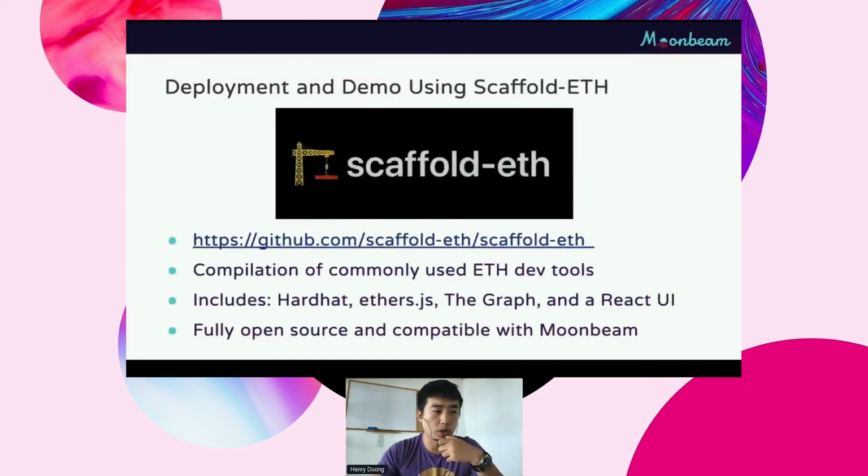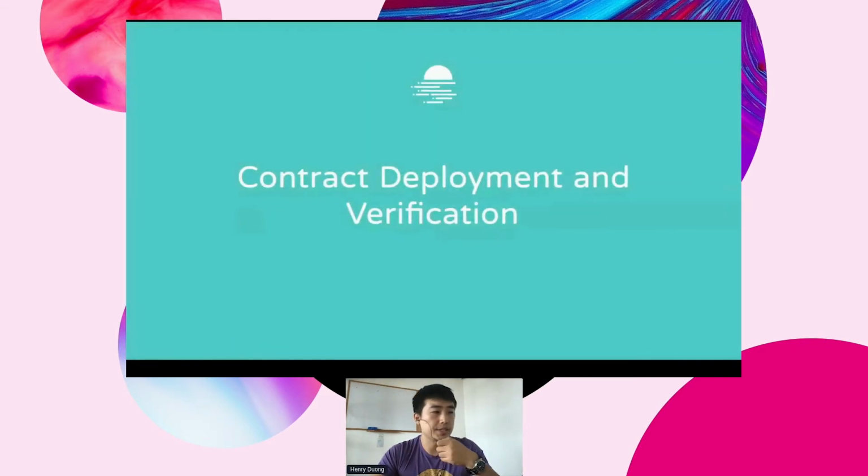For this next part of our workshop, we are going to be using a tool called Scaffold ETH. It is a compilation of commonly used Ethereum dev tools, which includes Hardhat, Ethers.js, The Graph, and a React-based UI. Scaffold ETH is fully open source and is also fully compatible with Moonbeam. So it is a very useful tool for hackathons, demos, or MVPs, basically any time you want to iterate fast. Next, we are going to deploy our smart contract and also verify it with Scaffold ETH.